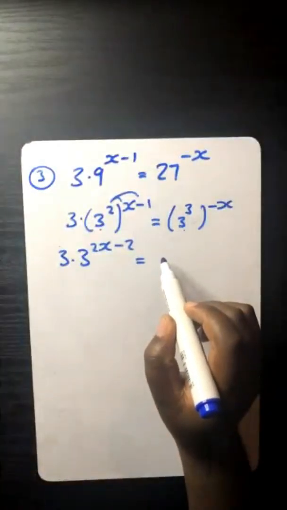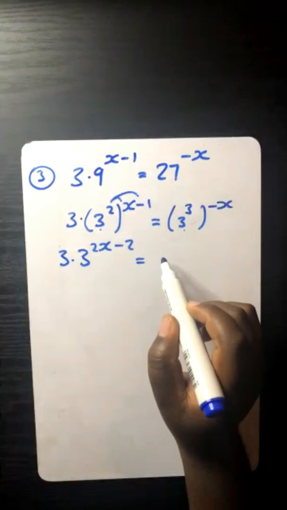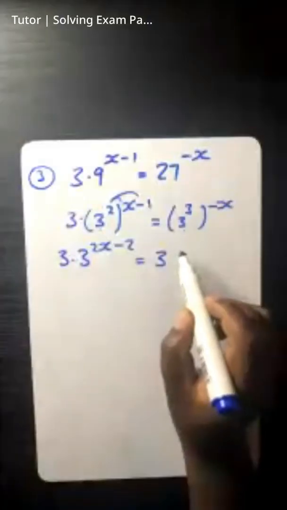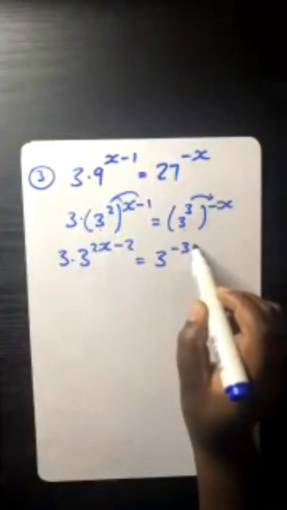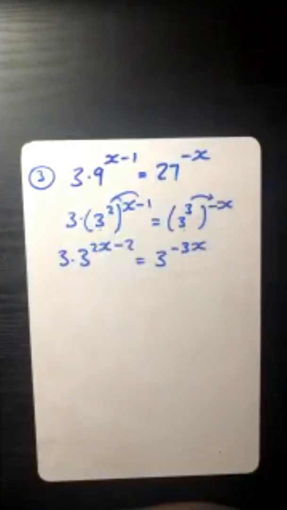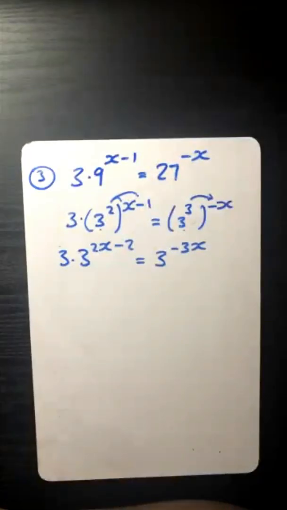Therefore, what else? On this side, we're going to have 3 that multiplies that, then it becomes minus 3x. Do you also agree with me on that one? Yes, sir.